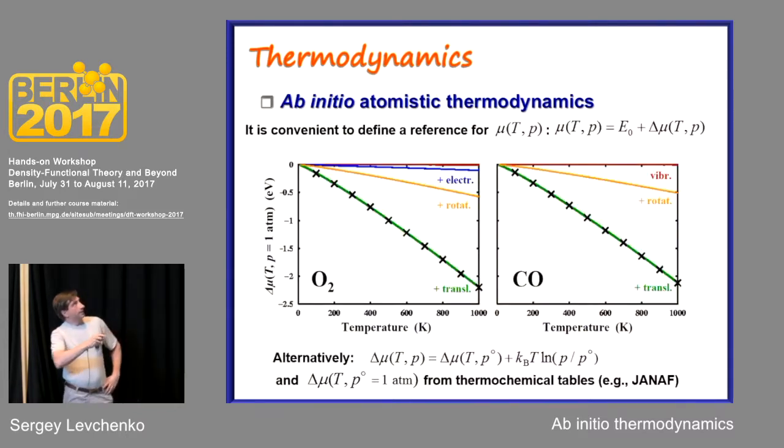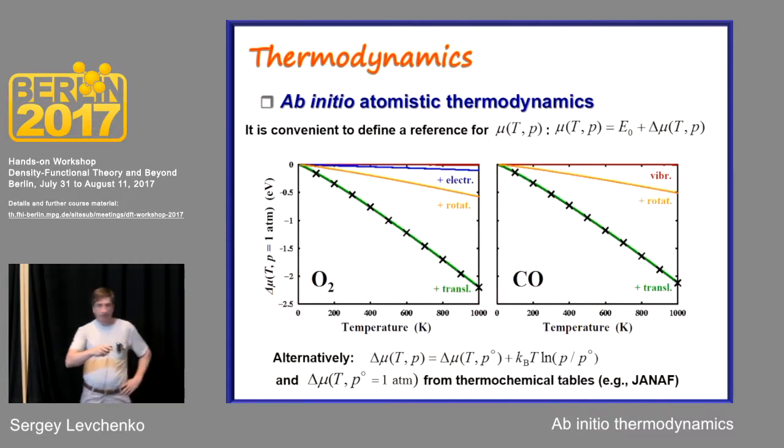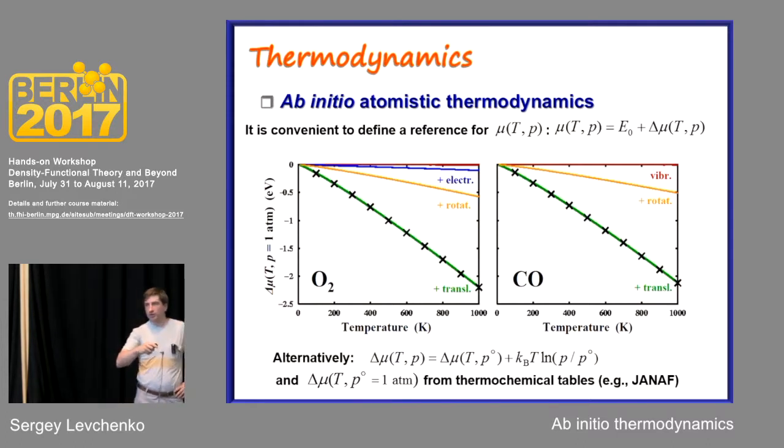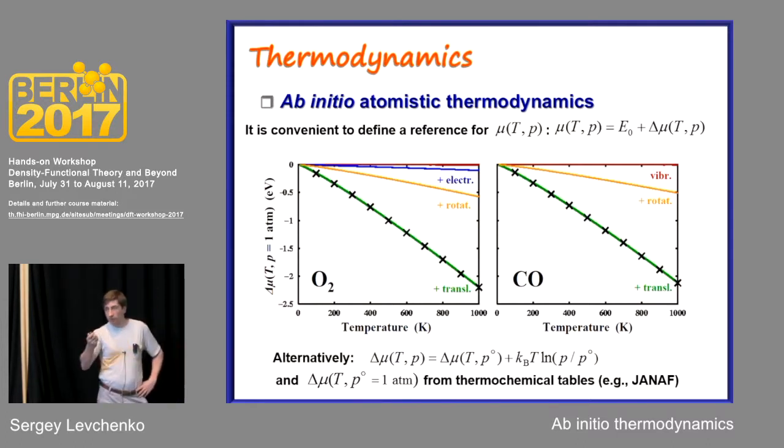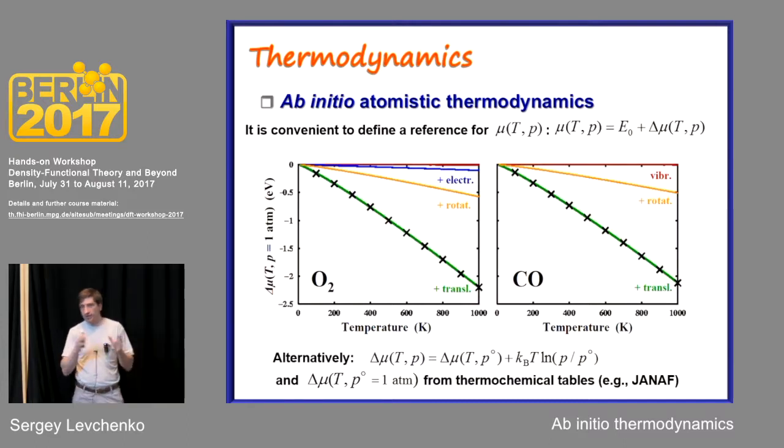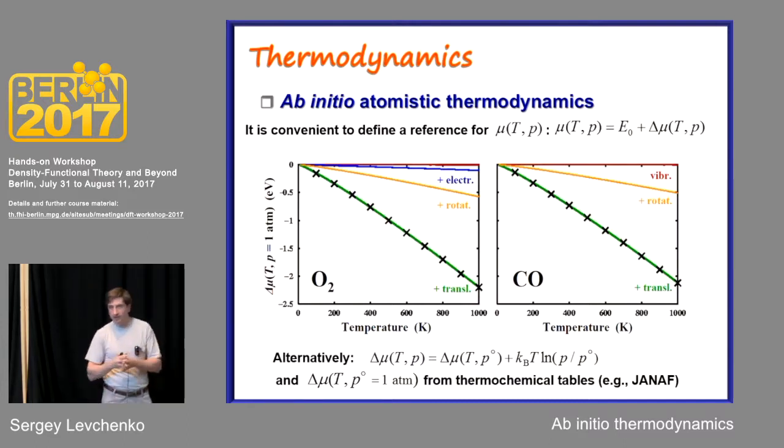So now, using all these formulas, we can calculate the chemical potential of the oxygen molecule and correspondingly of the atom. And here I show the results. So the different contributions are shown by different colors. This is the chemical potential as a function of temperature. It is always convenient to define a reference for the chemical potential. This, again, doesn't change anything in the final results, but the numbers that appear here become convenient.